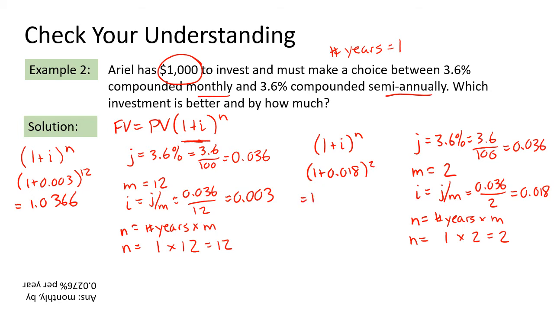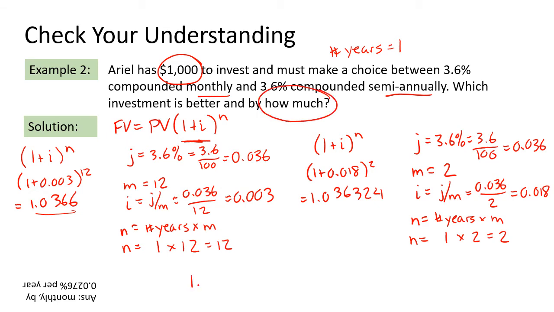And if you calculate that out, you get 1.03634. All right? So what that means, if you want to compare the two, this number is clearly higher, but how much is it higher by, right? Because it said by how much.